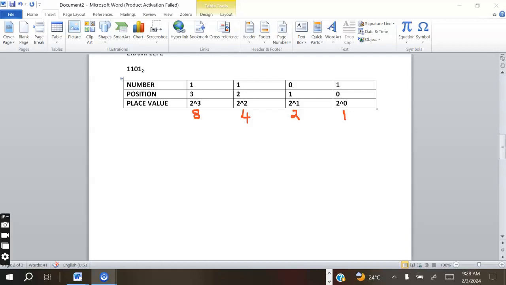Okay, now let's move to the next step. After you get this, the next step is to multiply with the number. The first number is 8 multiplied by 1.